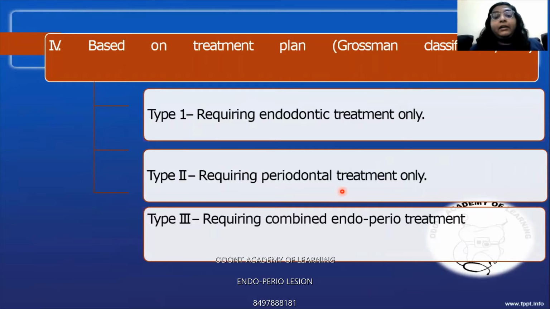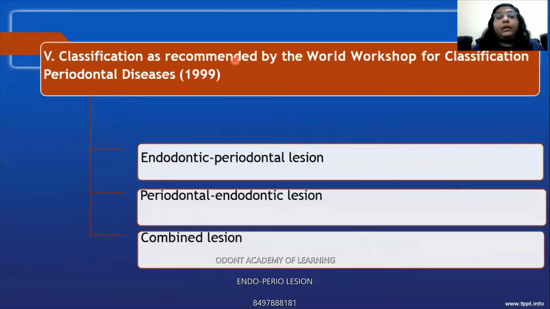Grossman classified endoperio lesions based on treatment plan. Type 1 required only endo treatment, type 2 required perio treatment only, and type 3 required both endo and perio treatment. Now coming to the classification as recommended by the World Workshop for Classification of Periodontal Diseases, the first one was endoperio lesion, the second one was perioendo lesion, and finally we have combined lesion.